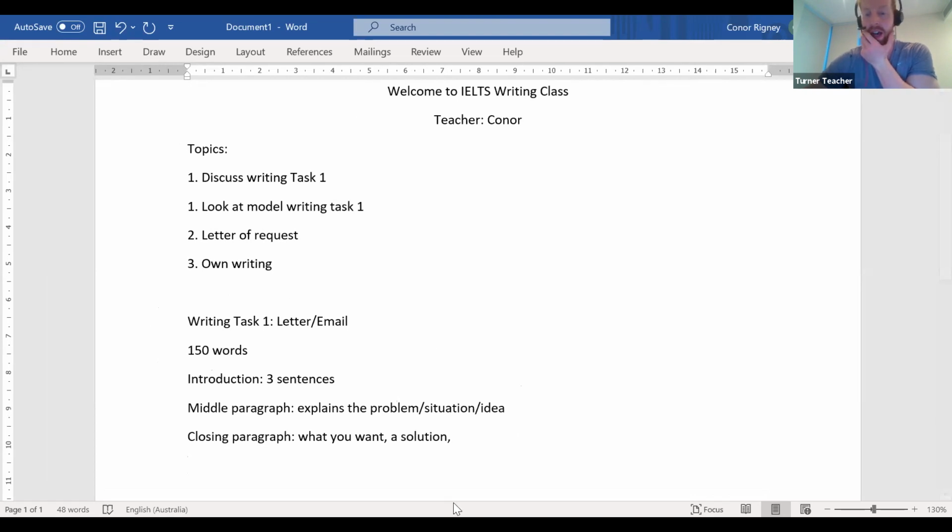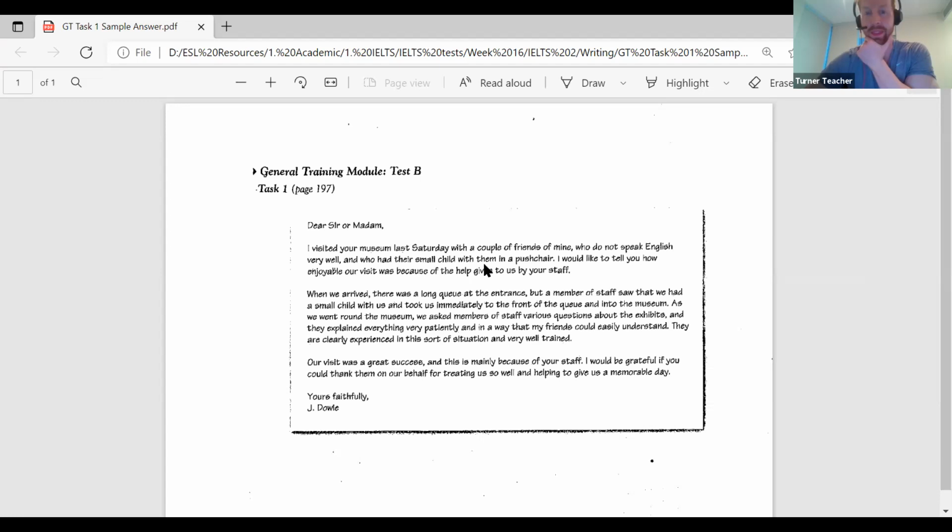So let's look at an example letter. And actually, I might just get the question as well before we start. So just one moment, guys. That would be helpful.